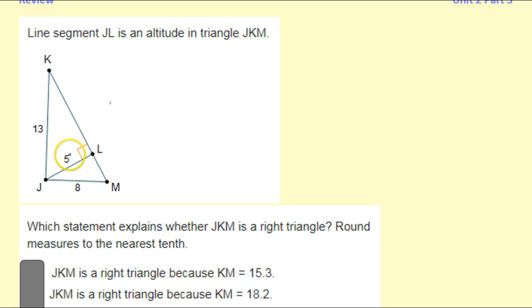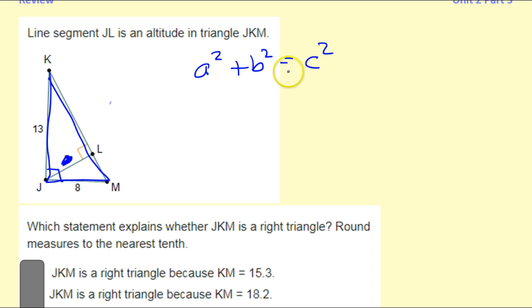Well, this 5 in the middle is irrelevant. That has nothing to do with it, so you should ignore that. If the large triangle here is a right triangle, then it should follow the Pythagorean theorem. Good old leg squared plus leg squared is equal to the hypotenuse squared. So, if this is a right triangle, then 13 squared plus 8 squared should equal the hypotenuse squared.